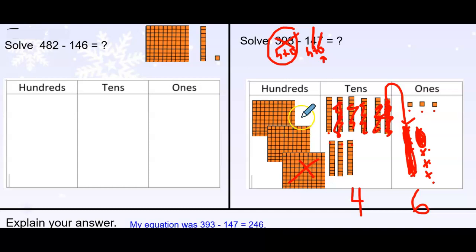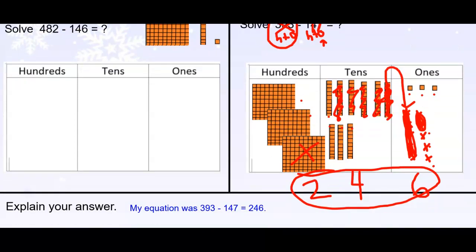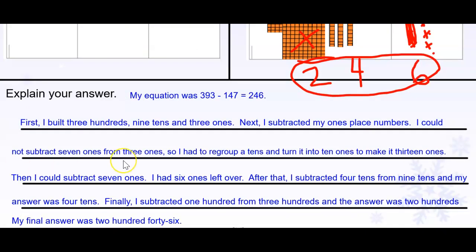Help me count. 1, 2. Excellent job. Boys and girls, your answer should be 246. If it is not, please pause the video and solve the problem again until you get it right. Now, let's look at your explanation. This is how you should have explained your answer. Remember, every single word does not have to match, but it should talk about the same thing.